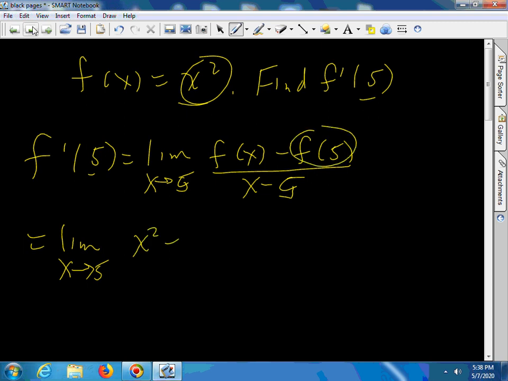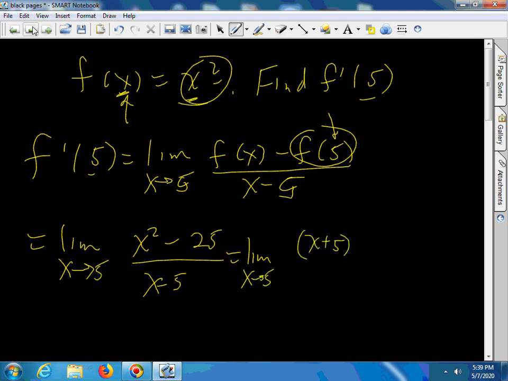F of 5, well, f of this is this squared. That is f squared, what goes in there. So if they put 5 in there, I'm going to square it over x minus 5. Now, I can factor the numerator to x plus 5 times x minus 5 over x minus 5.